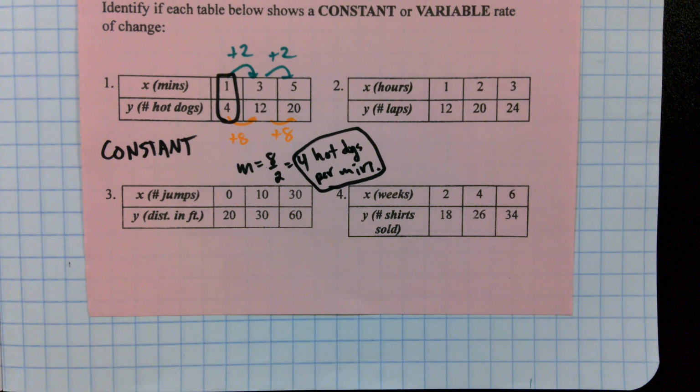Good. And if it is constant, find the M. Good. For what? Per. That's right. Great job. Can I do that? Yeah, 4 hot dogs per minute. That's fine.